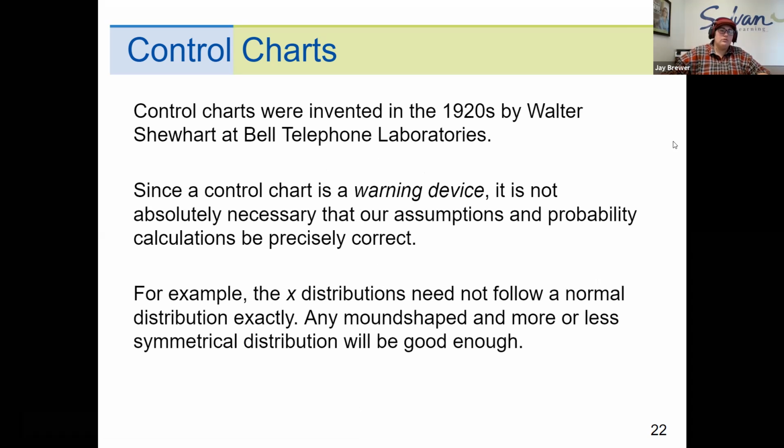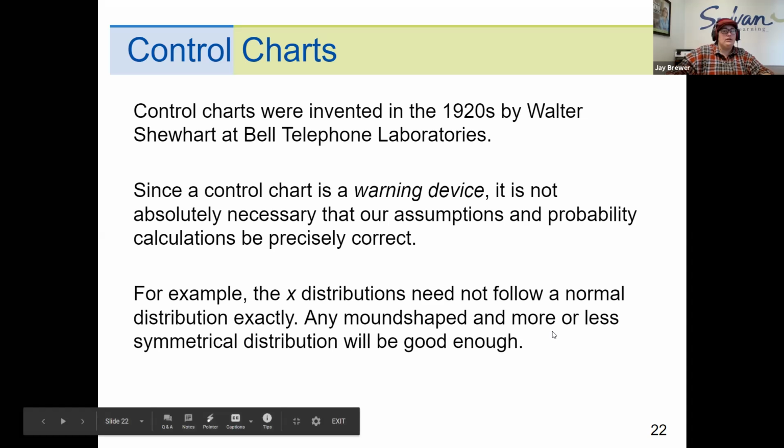Control charts were invented in the 1920s by Walter Shewhart at the Bell Telephone Laboratories. Since a control chart is a warning device, it is not absolutely necessary that our assumptions and probability calculations be precisely correct. For example, the X distributions need not follow a normal distribution exactly. Any mound-shaped or more or less symmetrical distribution would be good enough.